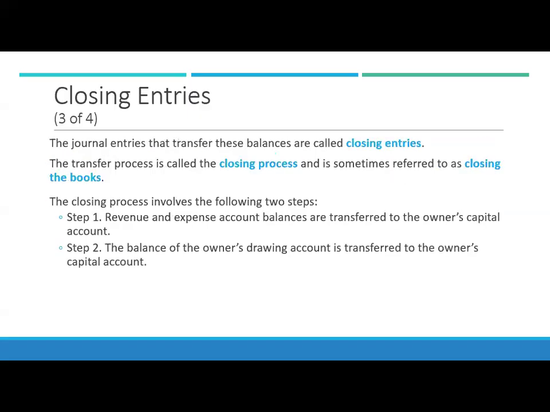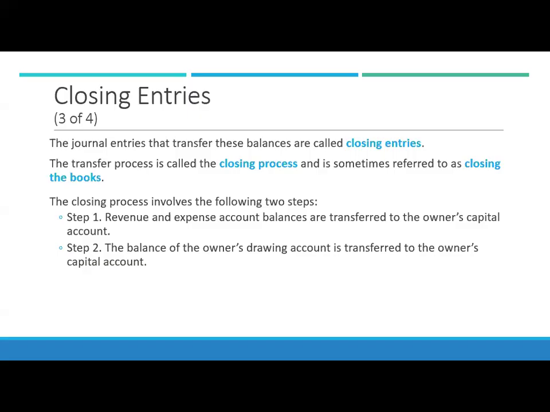And so the journal entry is called a closing entry. And the process is called the closing process, sometimes referred to as closing the books or the month-end close. And so the closing process involves two journal entries. One journal entry to close out all the revenues and all the expenses to the owner's capital account.